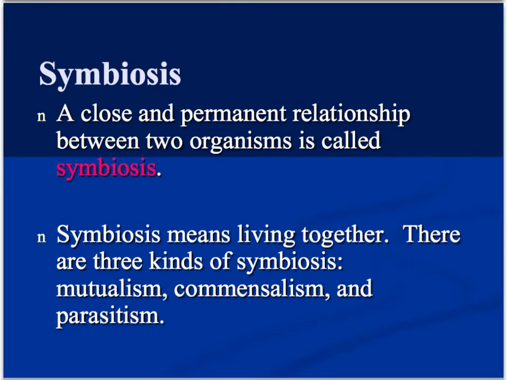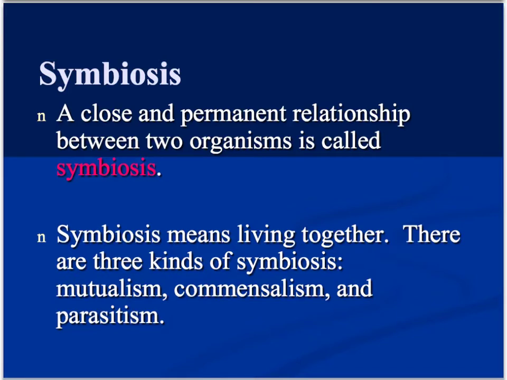So to start out, we need a definition for symbiosis. Symbiosis is a close and permanent relationship between two organisms. Close meaning they have to interact directly with each other, and permanent meaning it can't be a one-time thing. Symbiosis means things are living together. So things are in the same ecosystem interacting all the time.